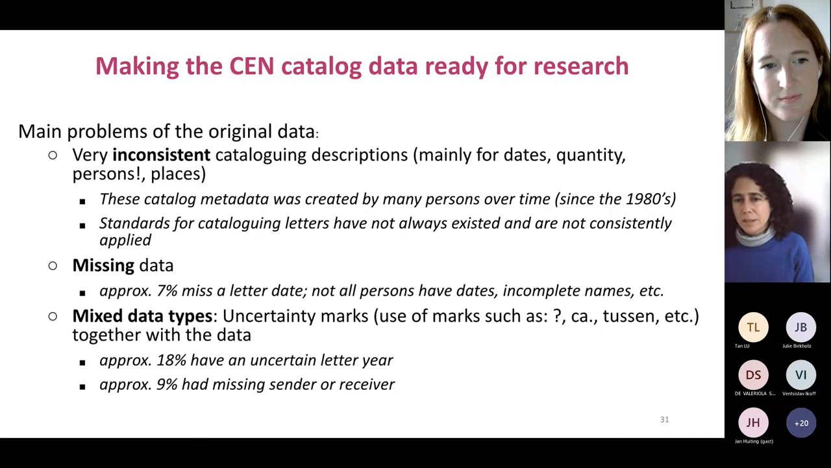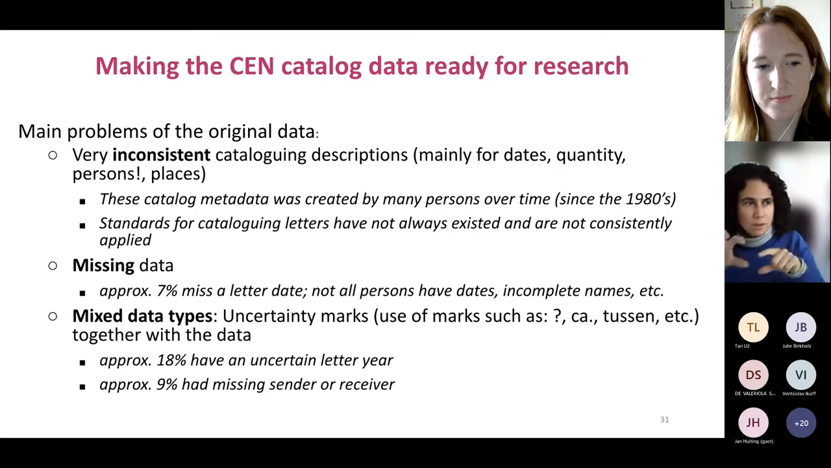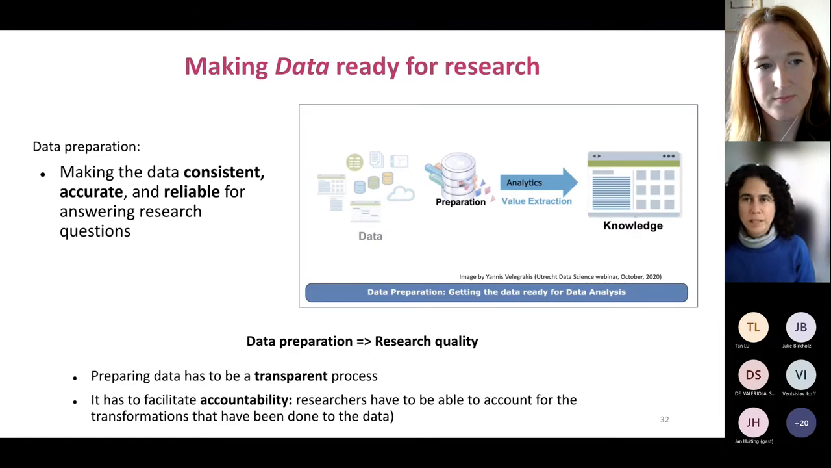There are also mixed data types. So cataloguers use a lot of uncertainty marks in the data itself. So dates have question marks or circa or tusen or all sorts of marks, personal notes included. So the data types are not clearly separated. Then the work of the data processing becomes really challenging.